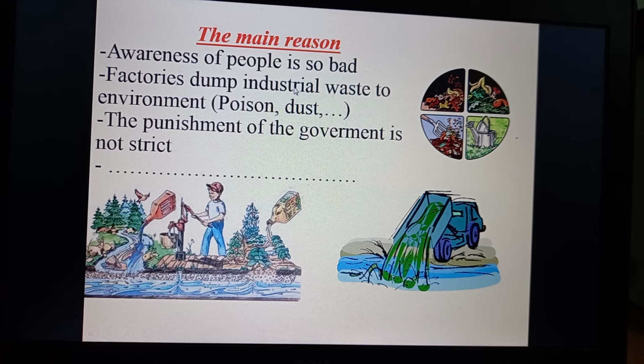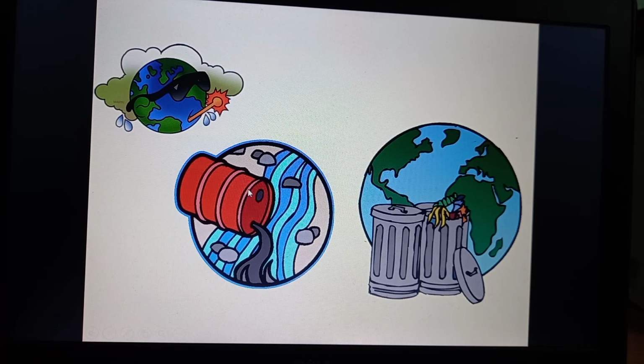You must remember the reason. Awareness of people is so bad. Ý thức của con người thì kém. Factories dump industrial waste into the environment, poison, dust or chemical waste, etc. Các nhà máy thì xả xuống những cái chất bẩn vào môi trường, vào lòng đất. The punishment of the government is not strict. Và sự trừng phạt của chính phủ thì còn chưa nghiêm khắc lắm. And etc. You can give a main reason. Chúng ta có thể đưa ra một số nguyên nhân.